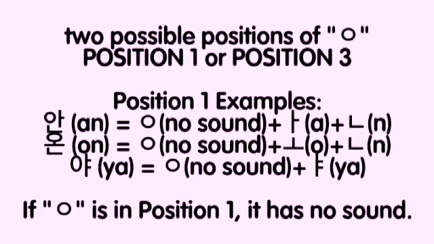An is formed from the combination of the sounds of a and nian, but there is an ieung on the first position that has no sound. That's why it is only pronounced as an. Another syllable is on. This is formed from the combination of the sounds of o and nian. And again, there's an ieung on the first position of the syllable, but it has no sound. The same thing with ya. Ya is just the sound of ya itself with an ieung on the first position of the syllable.